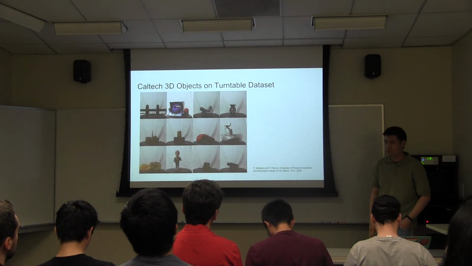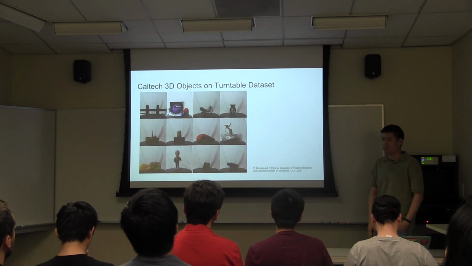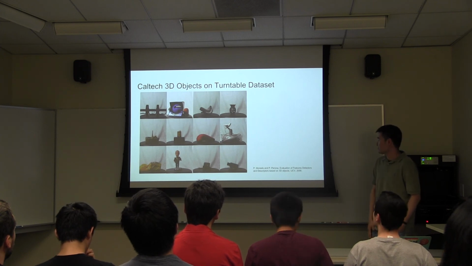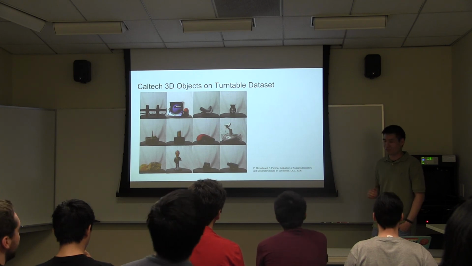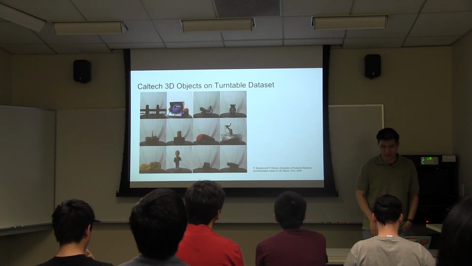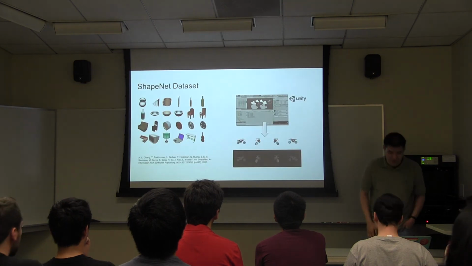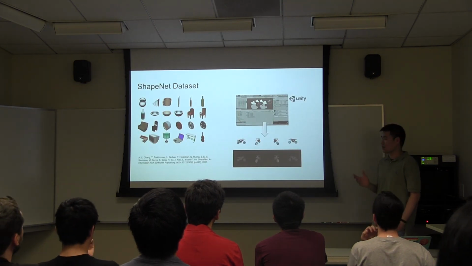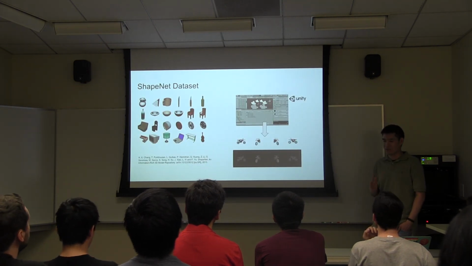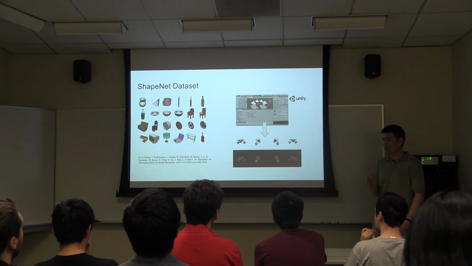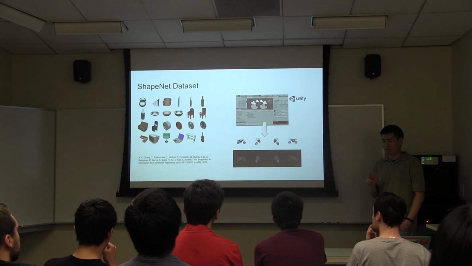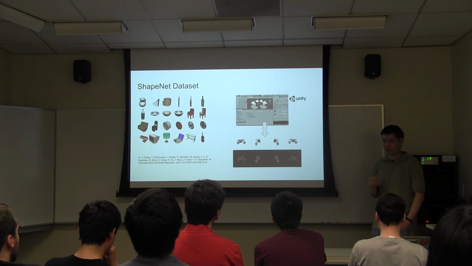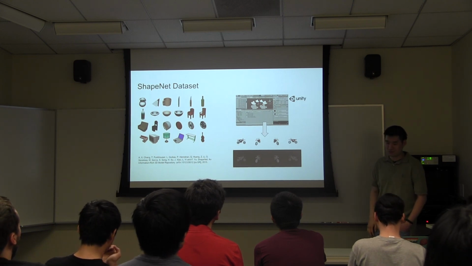So I use two datasets. The first is the Caltech 3D objects on turntable, which is pretty self-explanatory. It's a pretty easy to use dataset, so it requires very minimal processing. You can just get started training immediately. The second dataset uses ShapeNet. I take ShapeNet objects and render them at different angles. Because most rendering pipelines nowadays use an intermediate output of depth mapping, I can extract that and use it to train the depth reconstruction neural network.